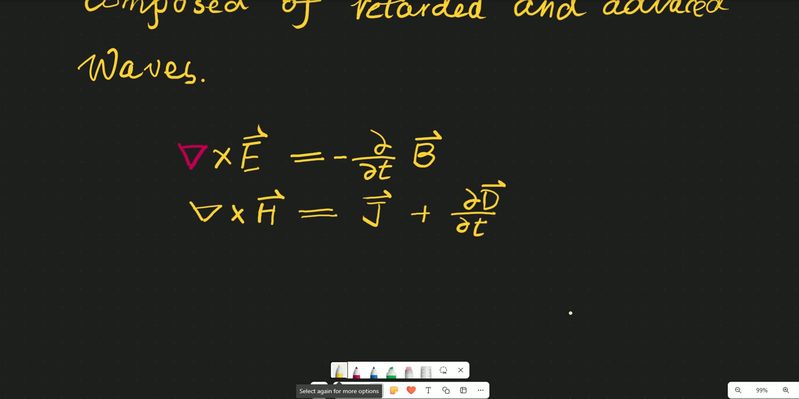What my correction is, is that here the magnetic field H has a bar above it, which means average. A bar means average.